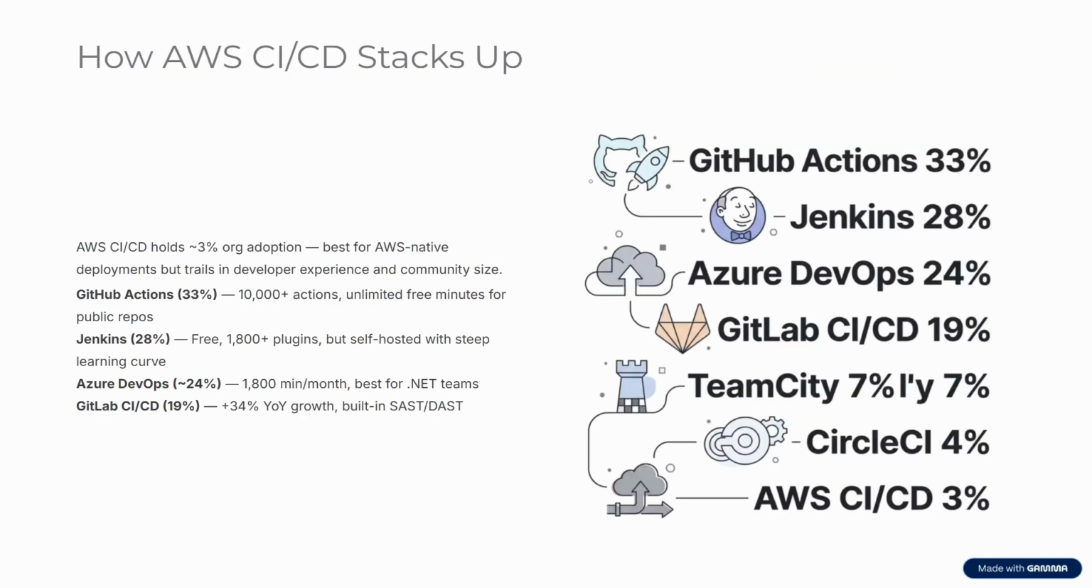When compared to other CI/CD platforms, AWS CI/CD is strongest in AWS native environments, but it does not lead overall adoption. GitHub Actions leads with 33%, followed by Jenkins at 28%, Azure DevOps at around 24%, and GitLab at about 9%. AWS CI/CD is shown at about 3%. This suggests that while AWS tools are powerful, they are more specialized and less widely used than some competitors, especially when it comes to ease of use and community support.